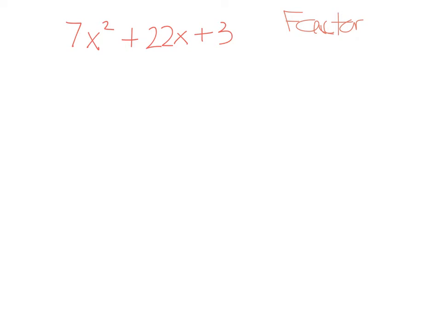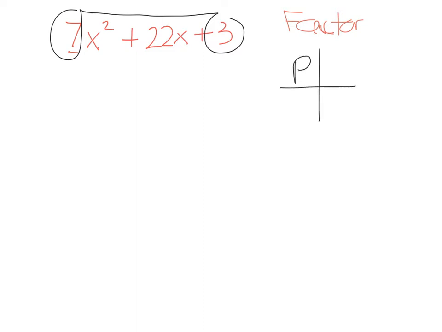So we see it's a trinomial, and there's a number in front of the x squared term, so that tells me I have to multiply the first one times the last one to get my product. The product is 21, and the sum is 22. So the two numbers are 21 and 1. 21 times 1 gives 21, 21 plus 1 gives 22.